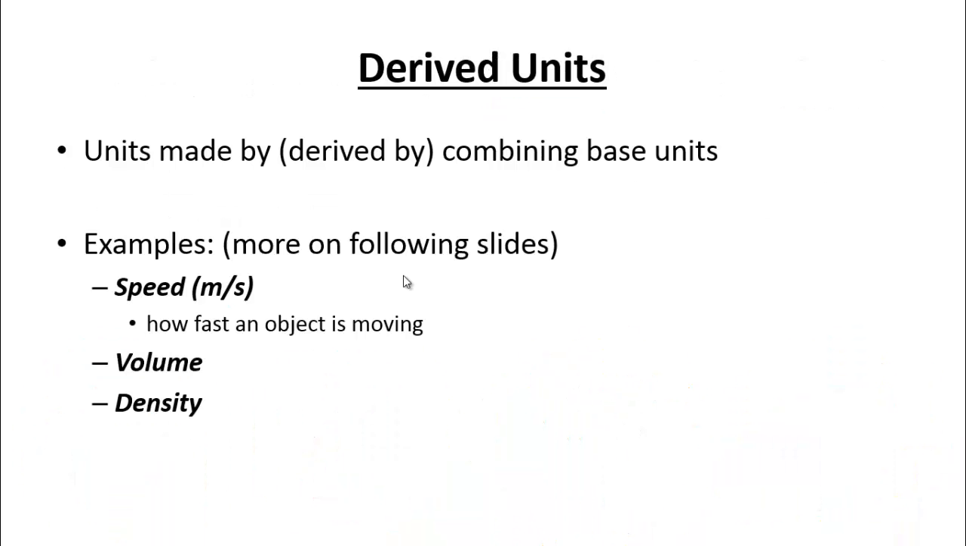Let's go. So, derived units. Derived units are units made by combining the base units. So they're derived by combining base units, like base units like grams and volume like centimeters cubed. So combining two units together is what a derived unit looks like.